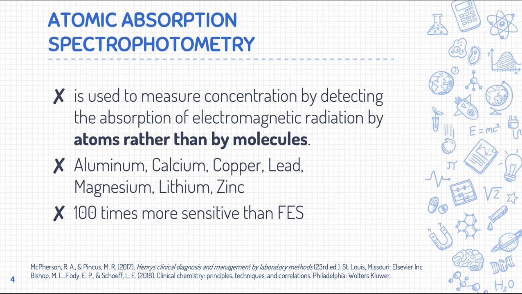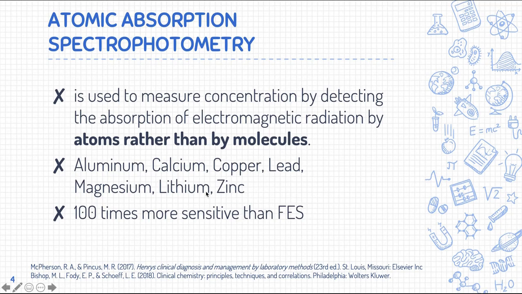Since we are talking about atoms, the usual things that we measure using your AAS are these elements: usually aluminum, calcium, copper, lead, magnesium, lithium, and zinc. As you can see, most of these are part of your electrolytes, are trace elements, and some are heavy metals or toxic elements usually seen in patients. Some you can see normally in a patient, and some you see if there is lead poisoning or plumbism.